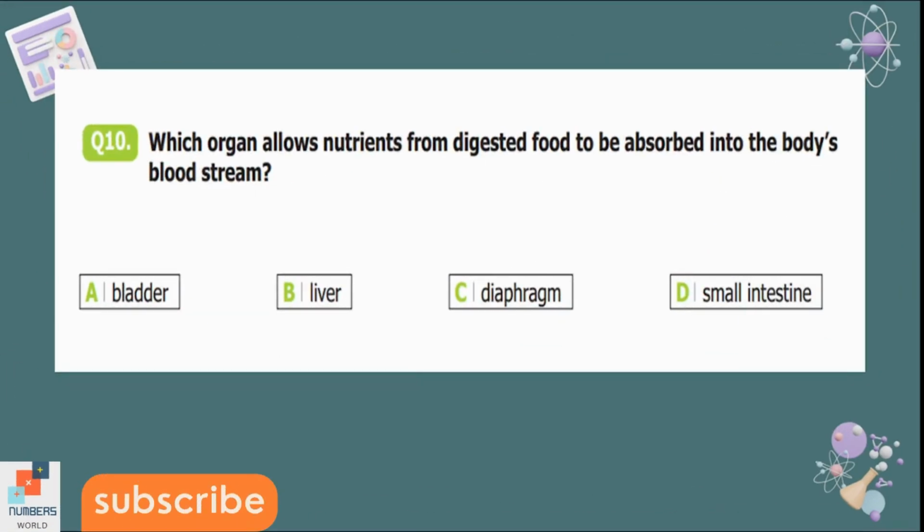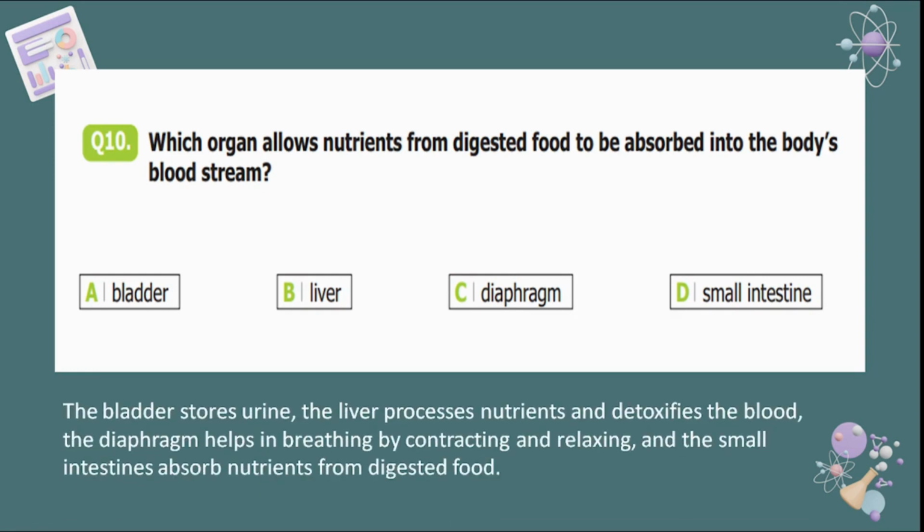Question number 10. Which organ allows nutrients from digested food to be absorbed into the body's bloodstream? Option A, bladder, B, liver, C, diaphragm, D, small intestine. So the bladder stores urine, the liver processes nutrients and detoxifies the blood. The diaphragm helps in breathing by contracting and relaxing, and the small intestine absorbs nutrients from digested food. So option D is the correct option here.